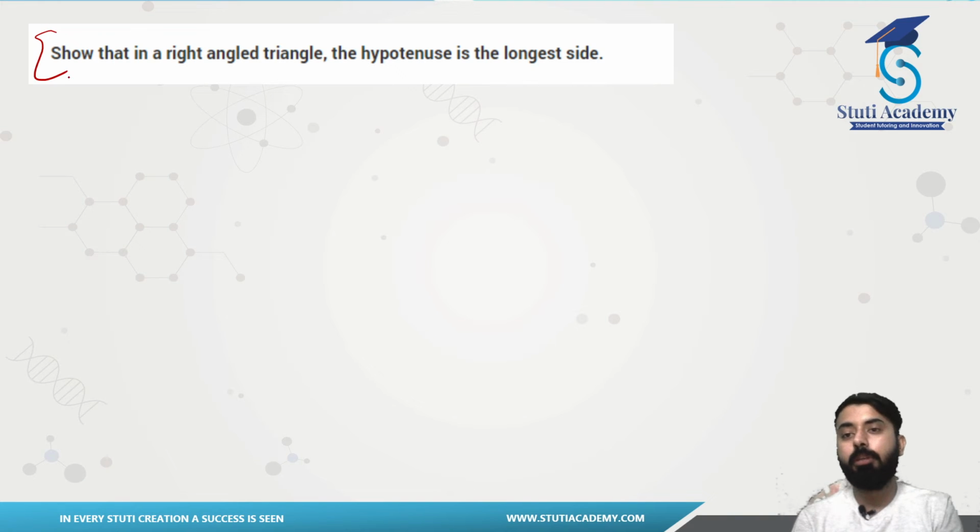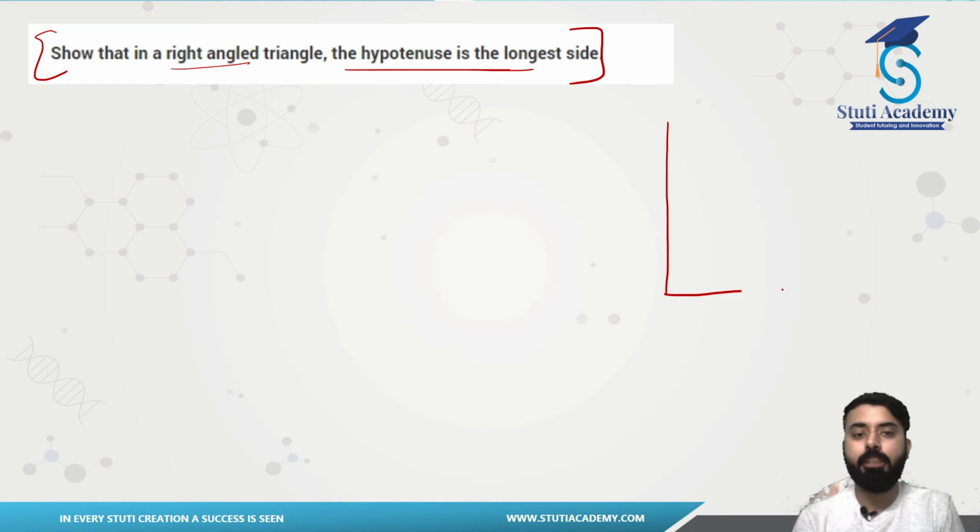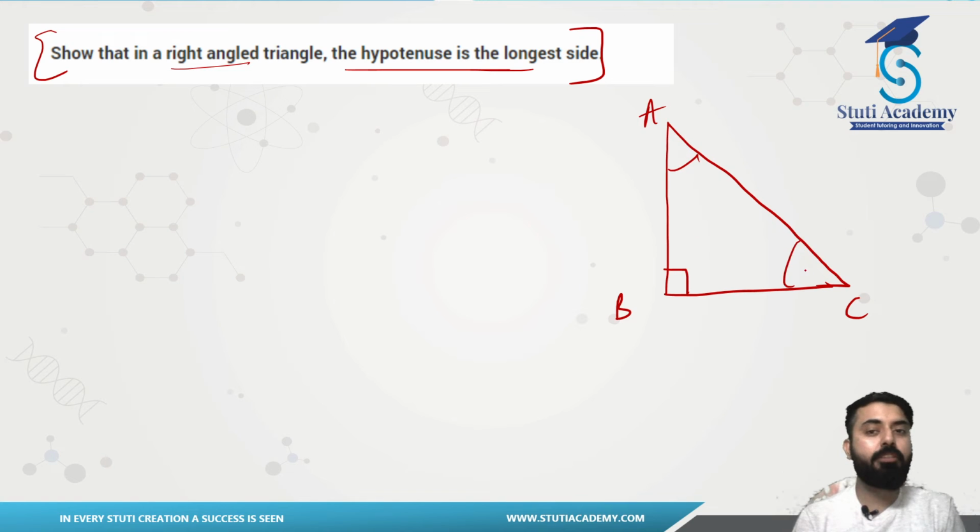So we have some sums with us. Show that in a right angle triangle, the hypotenuse is the longest side. Now we have to show that in a right angle triangle, the hypotenuse has to be the longest side. Let's just consider this right angle triangle. This will be 90, and let's say these are the points A, B, C. This is angle A and this is angle B.